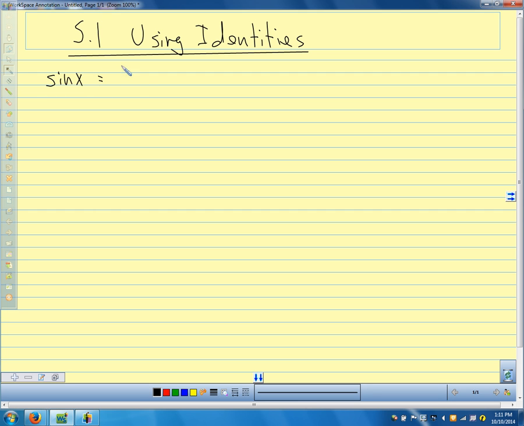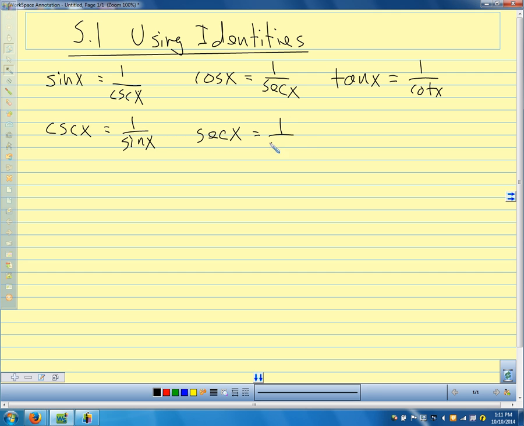Reciprocal identities. So I'm going to say sine x equals 1 over cosecant x. And cosine x equals 1 over secant x. And tangent x equals 1 over cotangent x. And we can flip these over to find the reciprocal. So we also know that cosecant x equals 1 over sine x. Secant x is 1 over cosine x. And cotangent x is 1 over tangent x. So these are our reciprocal identities, just for remembering. And so we can refer back to them today if we need to.